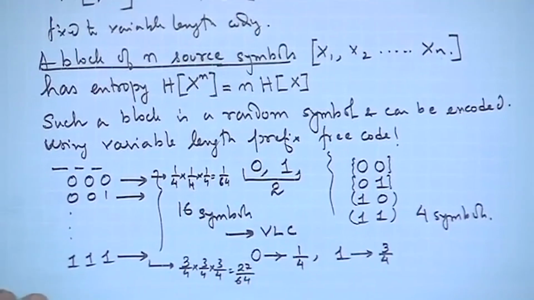So, now since we have this, we can recollect that we can use lengths equal to the ceiling of log base 2 of 1 upon p_j, and that will give me the codeword lengths to be used to generate prefix free codes, which would be the minimum possible lengths.